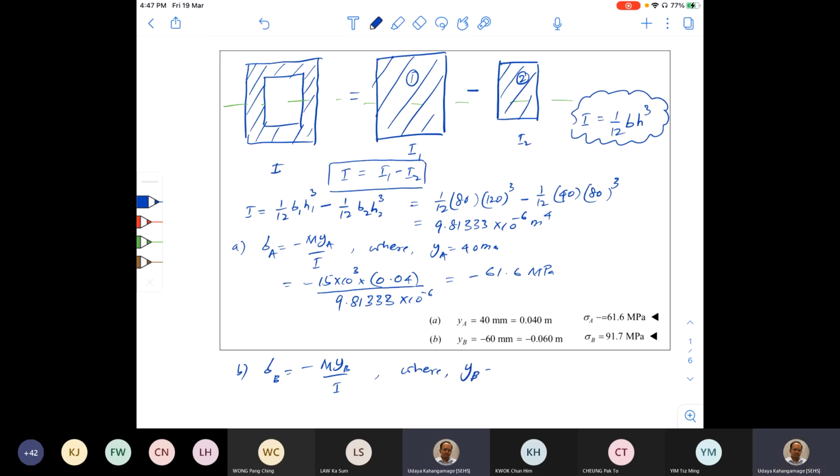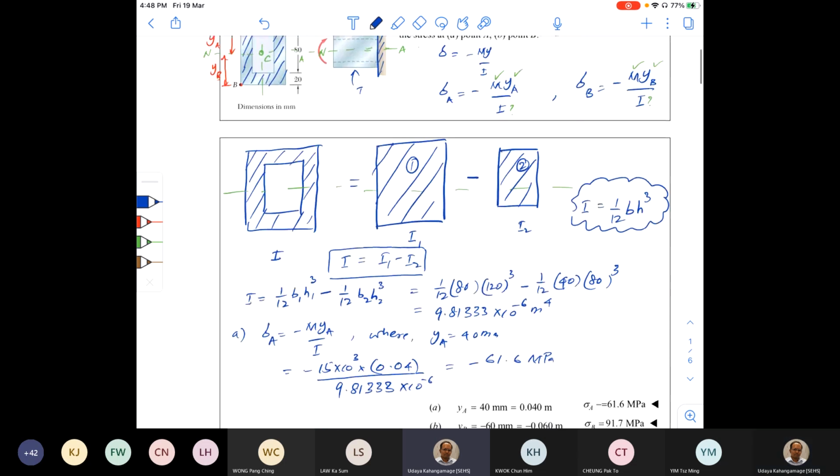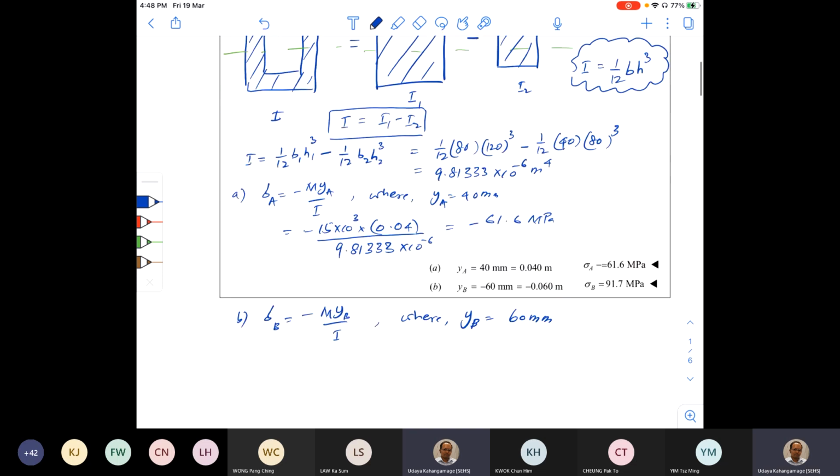Y B. What is the size of the Y B? 40 plus 20, right? 60 millimeters. Okay, the rest you will do. You get the answer. So the answer is given to you, so check the answer. I don't need to spend my time here for that part.